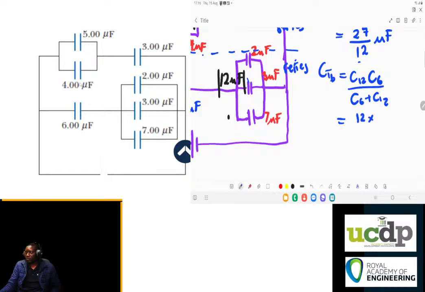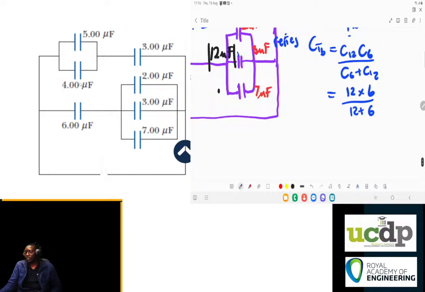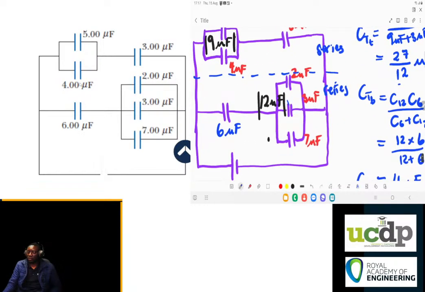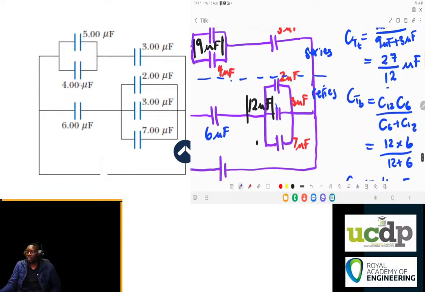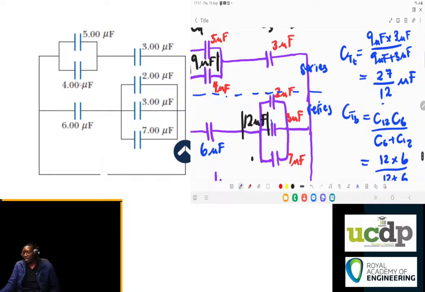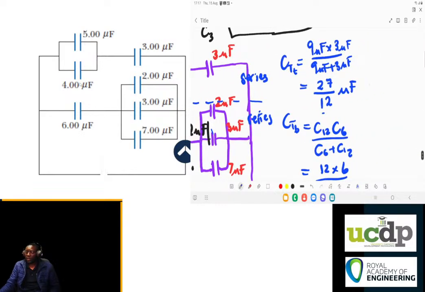So that's 12 by 6 over 12 plus 6, which is 72 over 18. It gives you 4. That gives you 4 microfarads. So that's the total capacitance at the bottom. Now we have got the total equivalent capacitance of the line at the bottom represented by the 4 microfarad, and the one at the top represented by 27 over 12. That's 2 and 1/4, 2.25. So you have 2.25 microfarads.